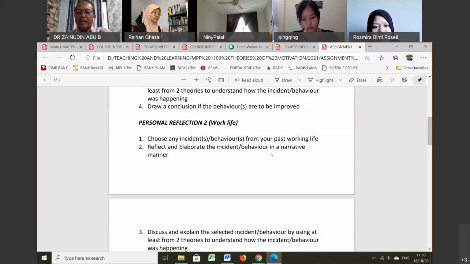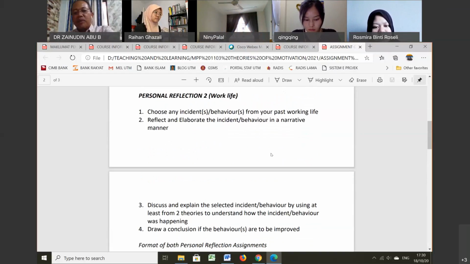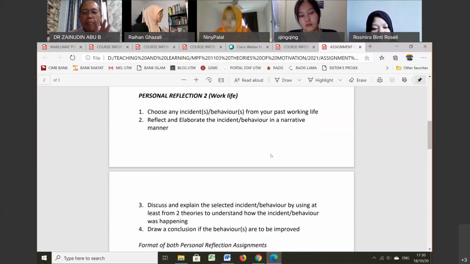That is the schooling life. The difference with the second reflection is this is the working life. The same way, you have to select your personal experiences while working, okay, and then do the same way, right? Only two different contexts. The first one is the schooling life. The second one is the working life. That's it. The format is the same. Okay, the format is the same. Just a matter of the context of the behavior.